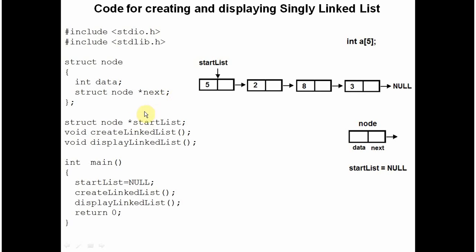You are defining one global pointer, start list. This start list will be used to point at the first node because obviously after creating a linked list you want to traverse its elements. It is through the start list pointer that you will be traversing the entire linked list. You are defining it globally of type node. These are the 2 prototypes of the 2 methods that we are going to use in the program. One is for creating a linked list. Second is for displaying the linked list. You are initializing the start list to null because initially the linked list has to be empty.